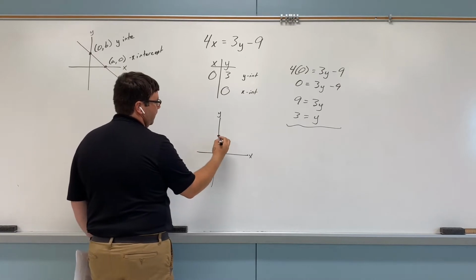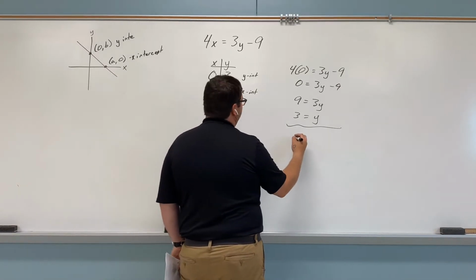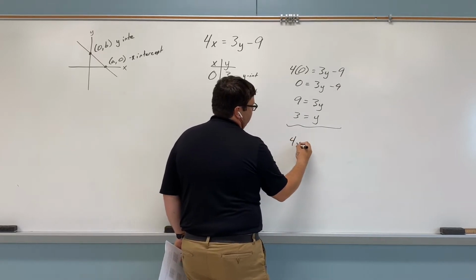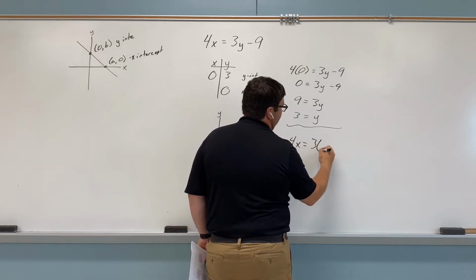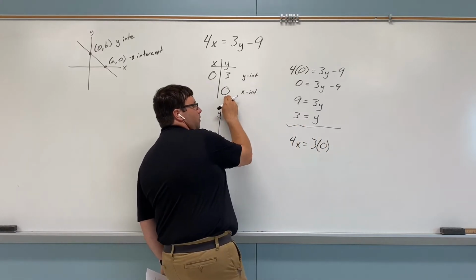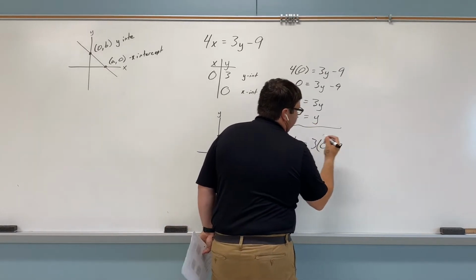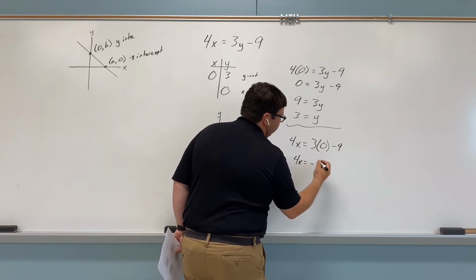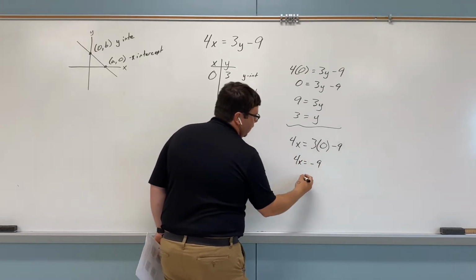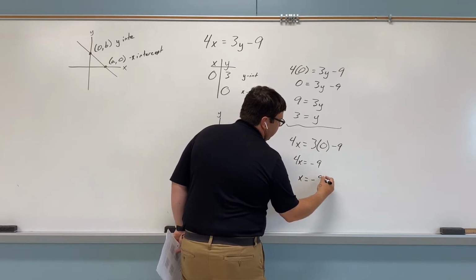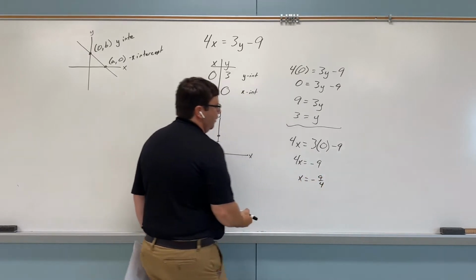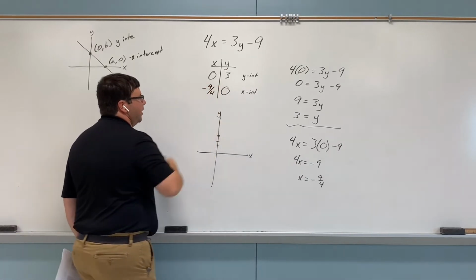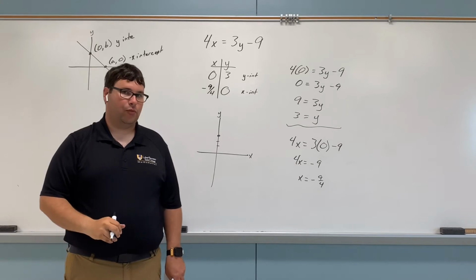Beautiful. Now, the next solution that I need is for x. So I have 4x is equal to 3y, my y value is 0, minus 9. 4x is equal to a negative 9. x is equal to a negative 9/4. Ugh, fractions. Fractions are fun though. Fractions are friends, not food.